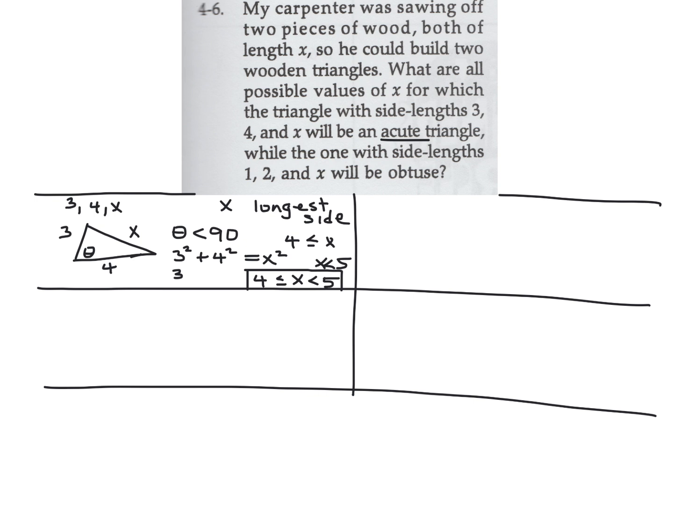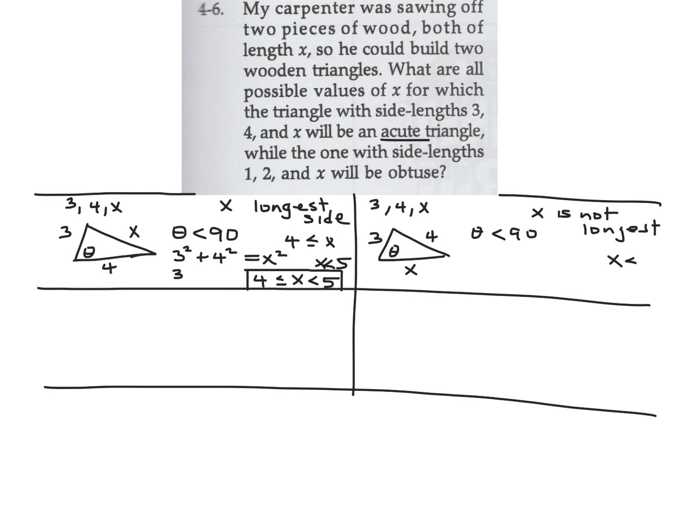I'm pretty sure that's correct. Okay, let's move on to the next scenario. Same thing, we're still talking about the 3, 4, x triangle, but this time x is not the longest. And it's the same thing, theta is less than 90, but I got to draw the triangle here to show what we're talking about. So this is 3, this is x this time, that's 4, and this is theta. Okay, since x is not the longest, that means that 4 is the longest. So that means x is less than or equal to 4.